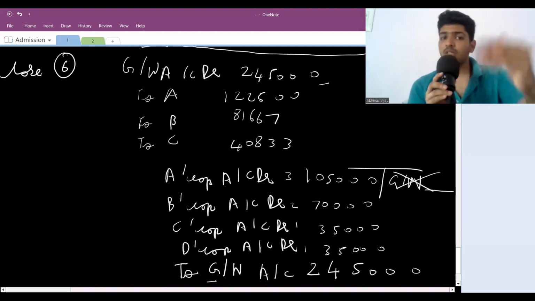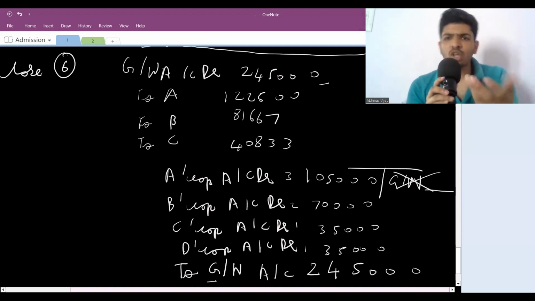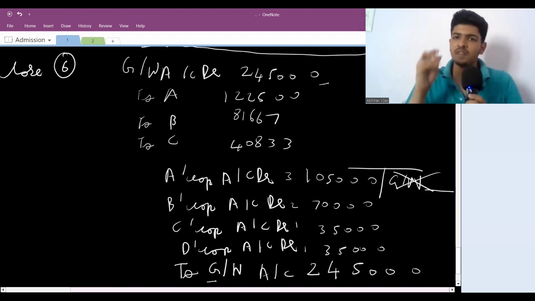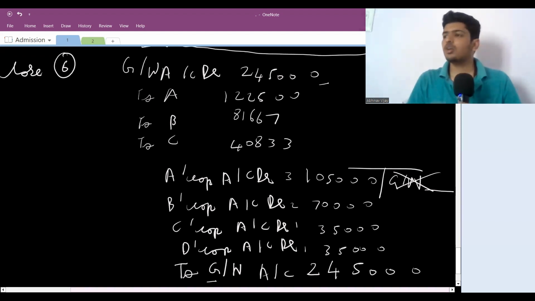So it was earned previously in ABC, but now they're telling you to write it off after it was created. But now when you write it off, D is also a partner. So since D has become a partner, you have to give a share to D also. So A, B, C, and D will write it off in their new ratio, that is 3:2:1:1.